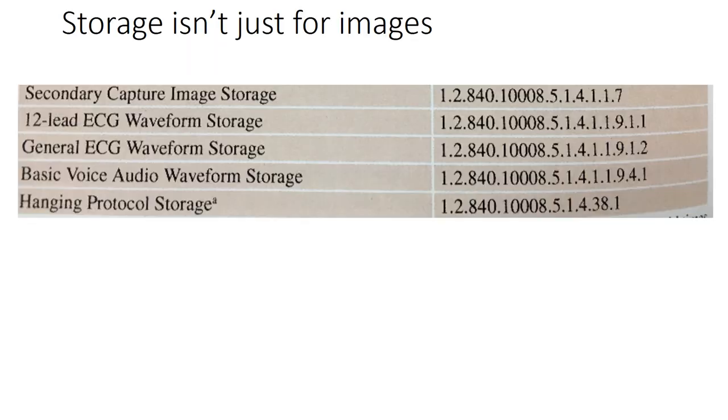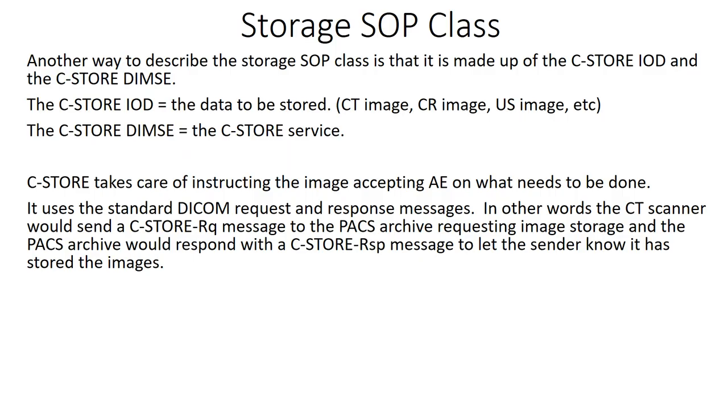Storage isn't just for images. Secondary capture image storage, that's something, let's say secondary capture. It's not the primary image acquisition, it's something that's been scanned in like a document. 12-lead EKG, ECG, electrocardiogram waveform storage, general electrocardiogram waveform storage, basic voice audio waveform storage. You can store voice clips in PACS. Hanging protocol storage. It's how you would store a hanging protocol for a particular user. All of these are stored in PACS, not just images, other things related to images.